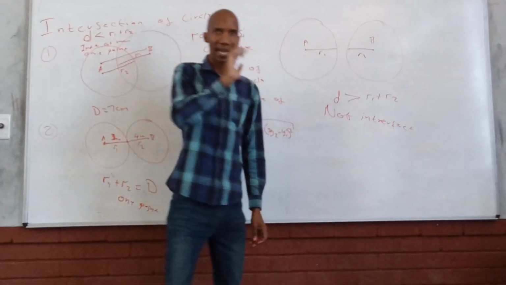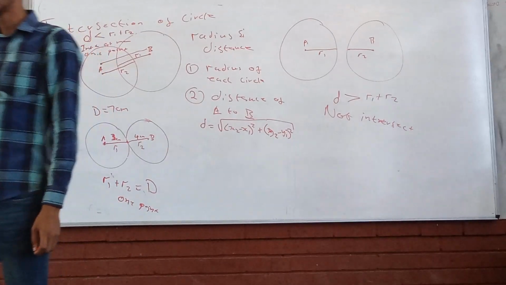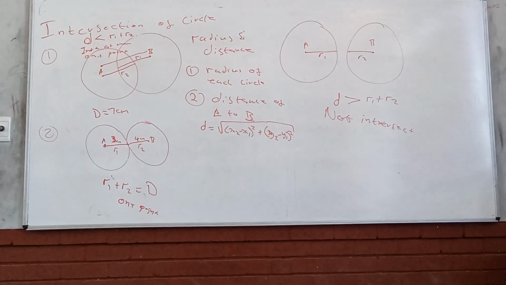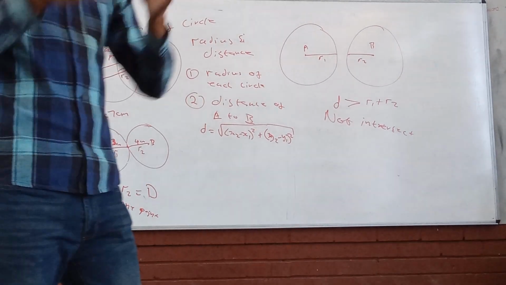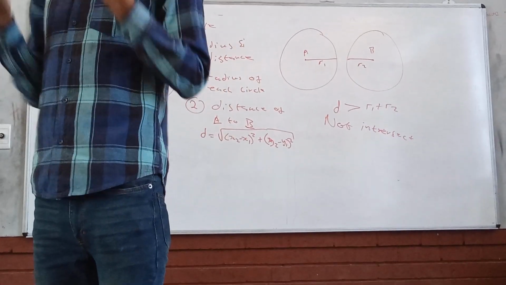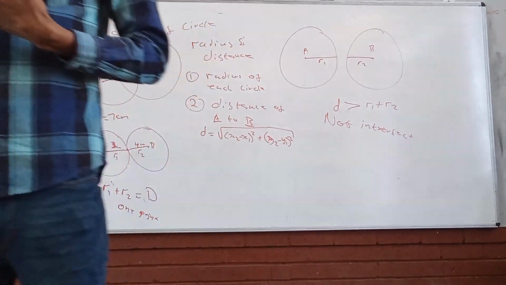Once you have this, number one, you find the radius of each circle. Number two, you find the distance between the two centers. And then from there, you're going to make your conclusion.